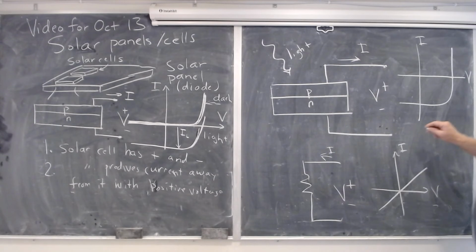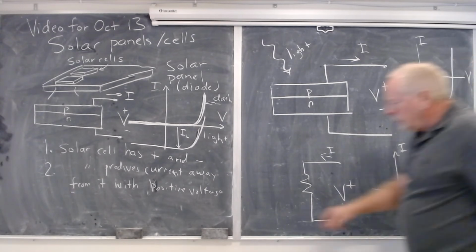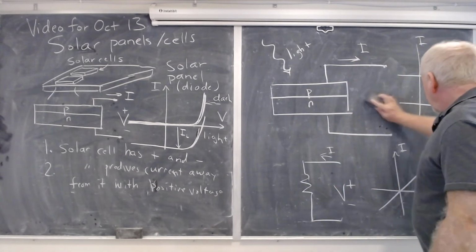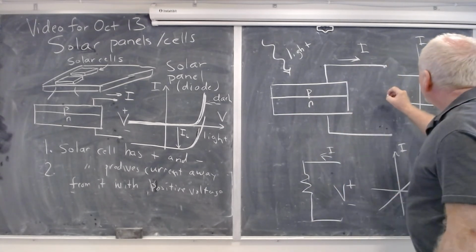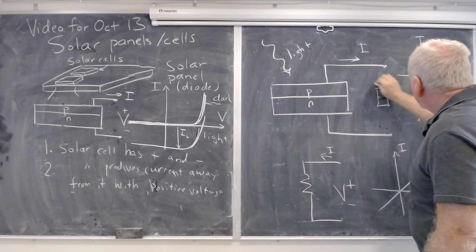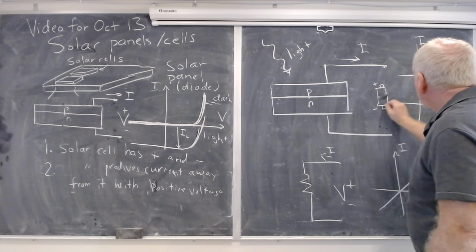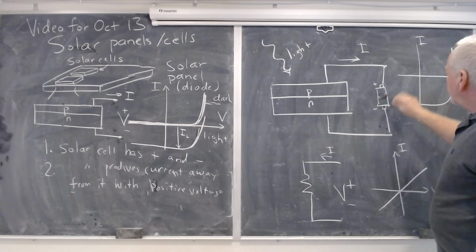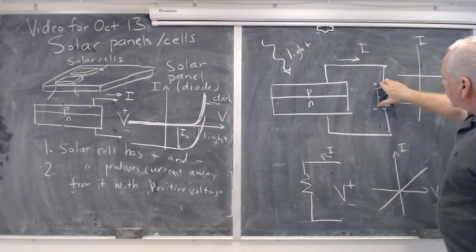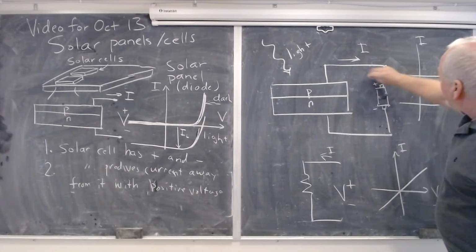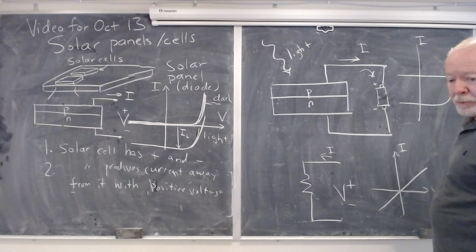And what that means is that I can, for example, hook up a battery across it. I'll draw a battery. So I can hook up a battery across it, meaning that has a plus and minus like that, say a 12-volt battery or your cell phone battery, and I can charge it up.